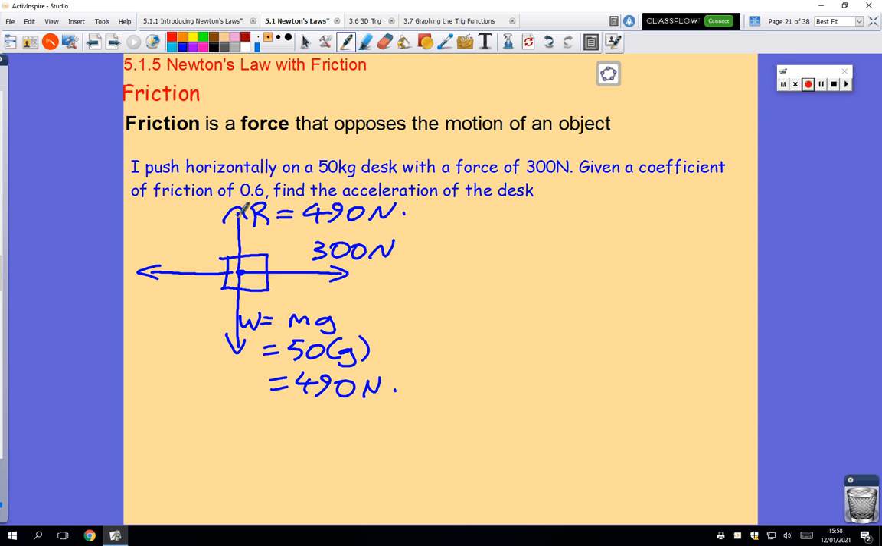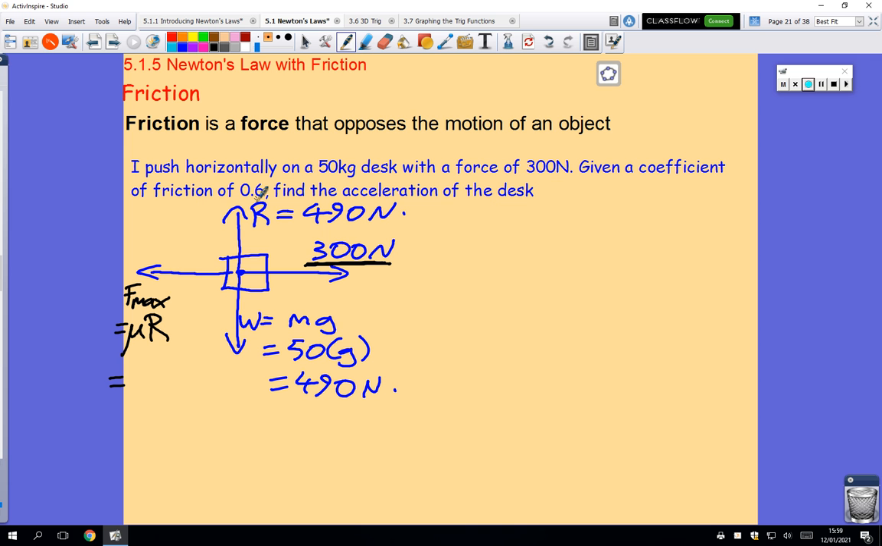I'm pushing horizontally on a desk. We can assume maybe it's on horizontal ground as well. There is a friction force in here, and the most friction that can be called upon, again, bear in mind that objects don't always call upon all their friction. They only need to call upon as much as is necessary to defeat, or to match, I should say, the pulling force. So the maximum friction I can call upon is always going to be mu, the coefficient of friction, multiplied by R, the normal reaction.